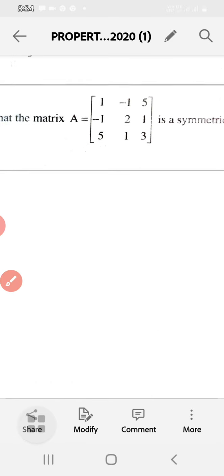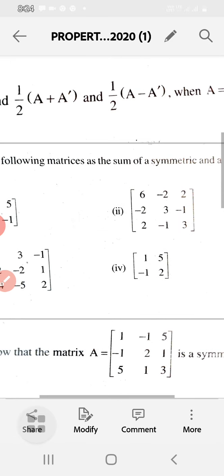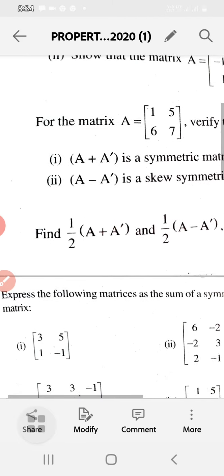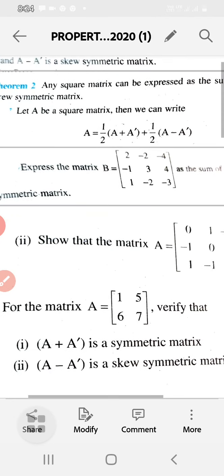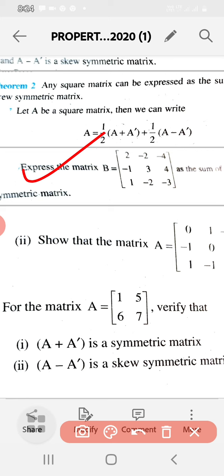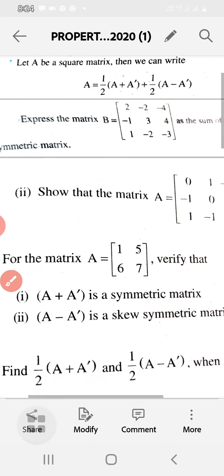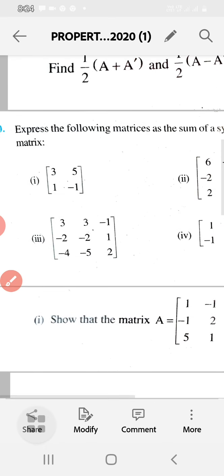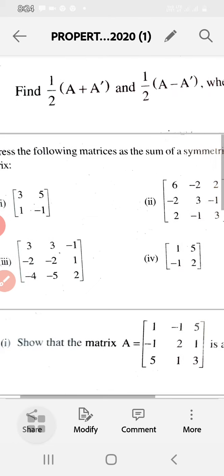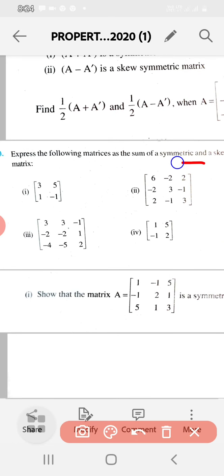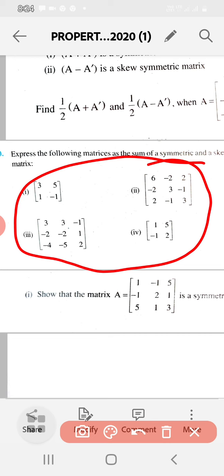So in this way, we have written this matrix as a sum of symmetric and skew symmetric matrices. Okay, so in the same way we can express these matrices. See, these 4 cases we have to express as a sum of symmetric and skew symmetric matrices. Okay, so let us continue those problems in the next class.